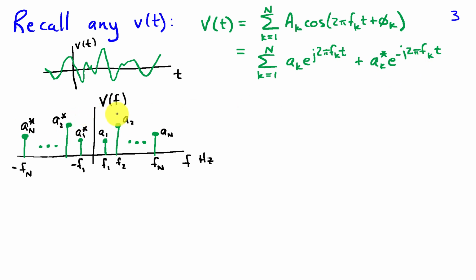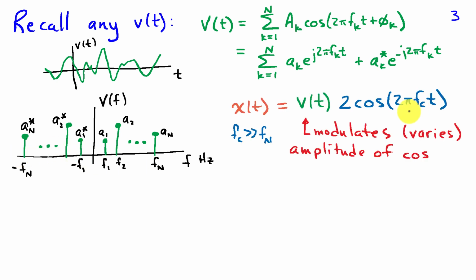So I can draw the spectrum as I've done here. We've got A1 at f1, A2 at f2, and so on up to A_N at f_N, and then I've got the conjugates at negative frequencies. Well, in amplitude modulation, we define a new signal, x of t, where we take the signal we're interested in, maybe it's voice or music, and we're going to multiply that times a cosine, and we'll assume the frequency of the cosine is f_c.